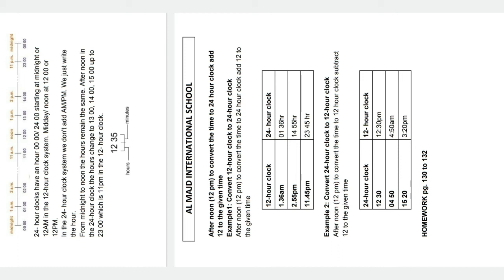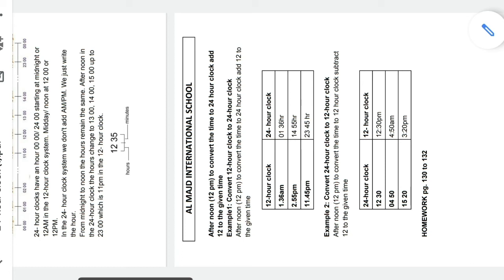2:55 PM is after 12 PM. That means, as you can see, it's after 12 PM. So you will simply add 12 to the given time. So 12 plus 2 equals 14. This is why we get 14:55.